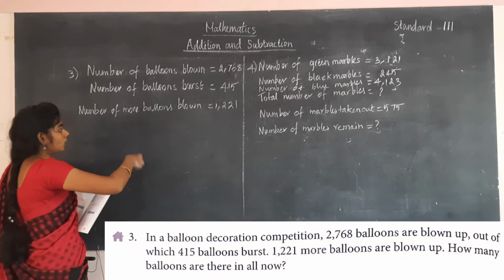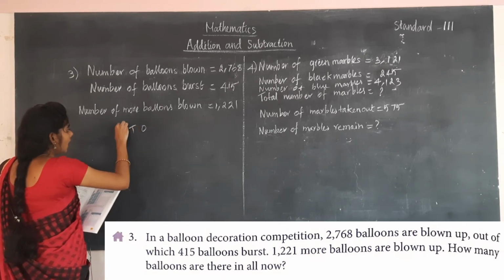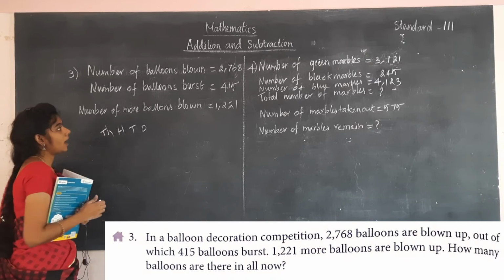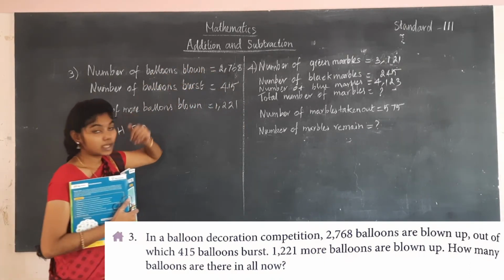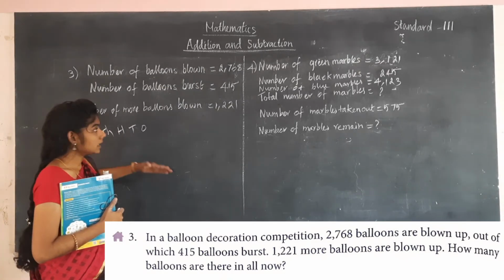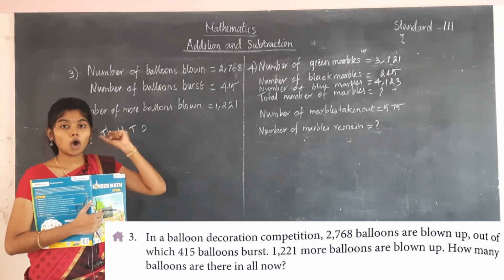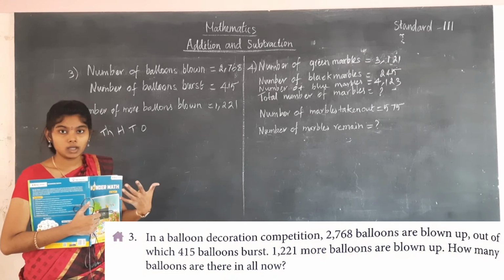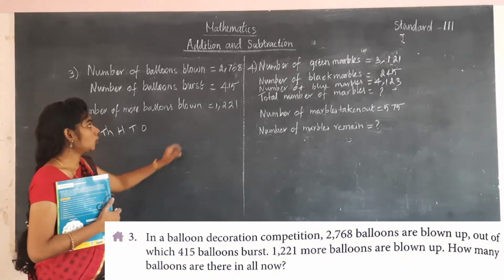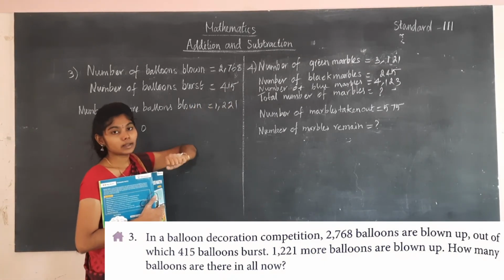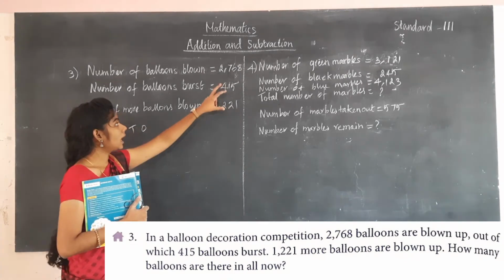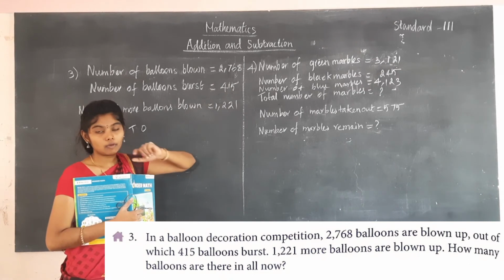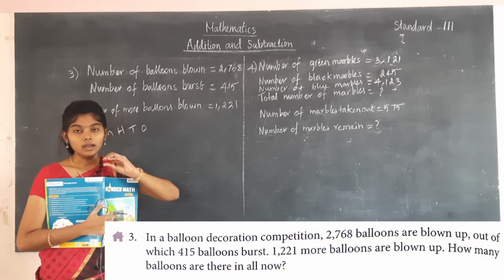So first you have to write the places: ones, tens, hundreds and thousands. Then you have to fill in the numbers. After filling in these two numbers, you have to add them, then you will get the total number, how much has been blown in total. Then you will get the total, right. With that total only you have to subtract the burst ones. So with that total you are going to subtract 415, then you will get the remaining answer.